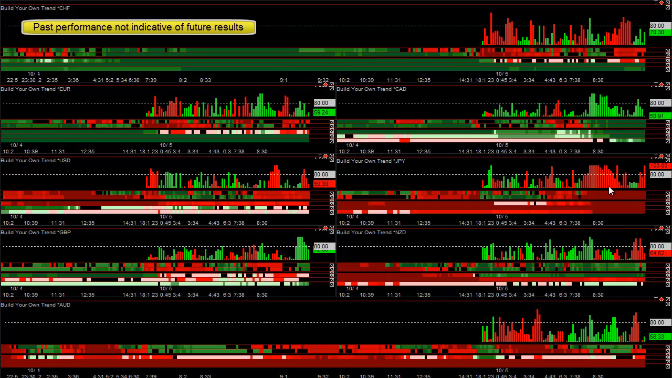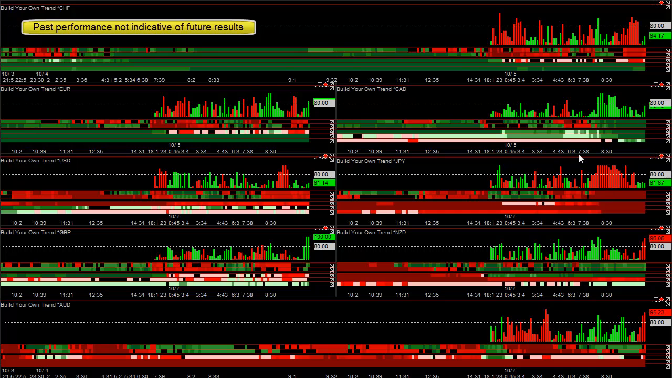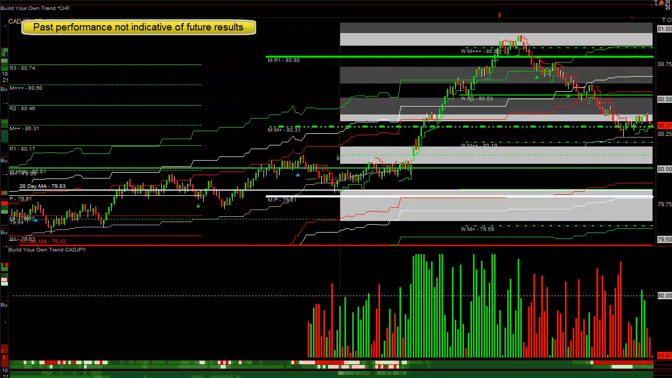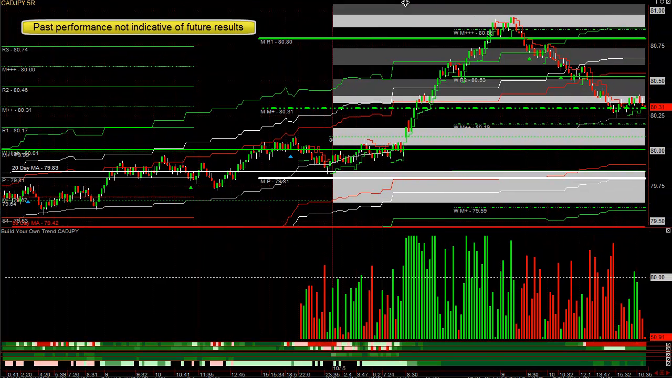So again, it's anticipatory. You can see the CAD was strong at this time. This one's weak. This one's still slightly stronger than this one. If the weakness resumes, the CAD yen's going to be a great one to buy. So let's bring up the CAD yen and look at this around the 8:30 time. Let's move this up here.